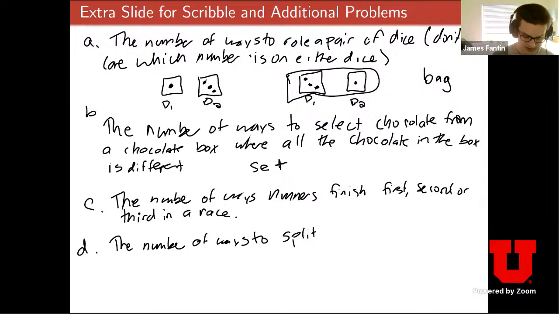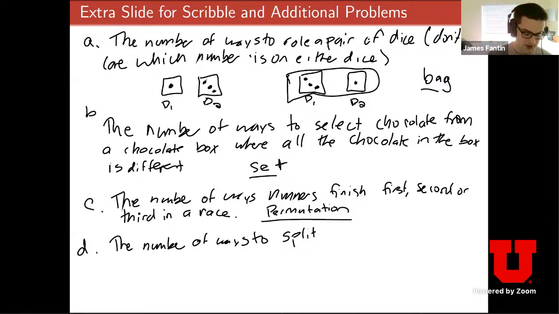Yeah, so somebody said this one is a permutation. And yeah, the reason it's a permutation is order matters, but repetition's not allowed. You can't have the same runner finish both second and third place, but the order matters. We care about whether somebody finished first versus whether they finished second. So that's a permutation.